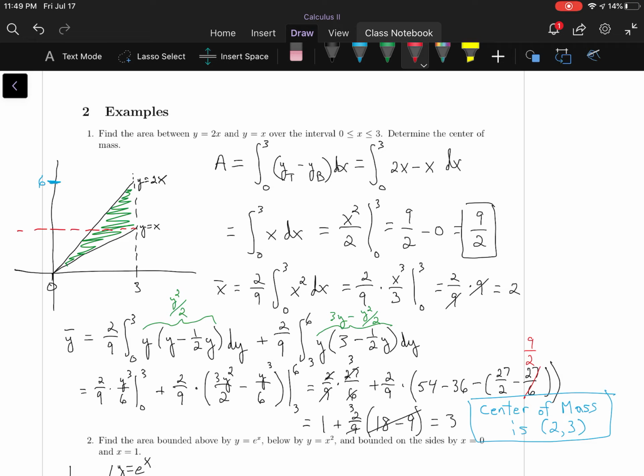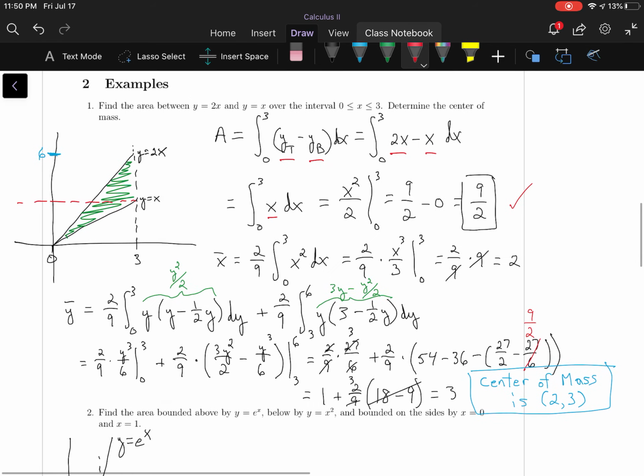So I am going to integrate from 0 to 3 the topmost function minus the bottommost function. The top function is 2x, bottom function is x. That happens to simplify to just 1x, which is x squared over 2 after you integrate, and evaluating x squared over 2 from 0 to 3 comes out to just 9/2, or 4.5 in decimal form. Either format is fine. But then the problem also asks for us to determine the center of mass.